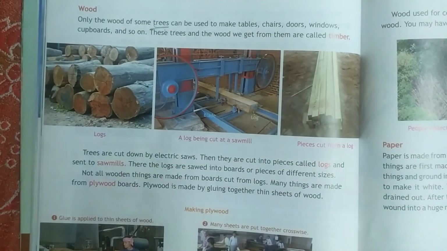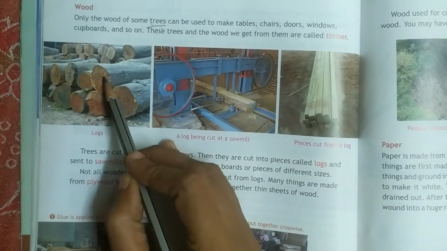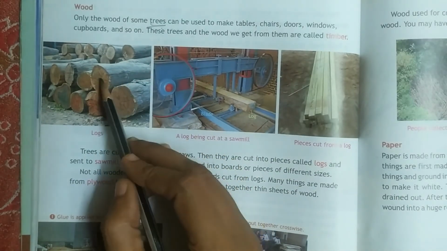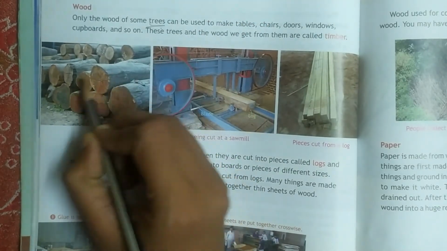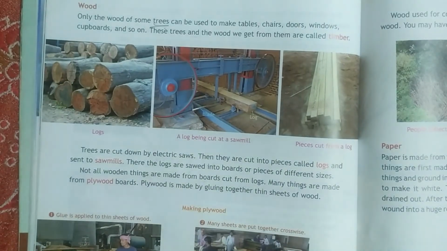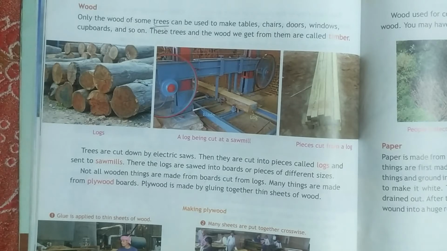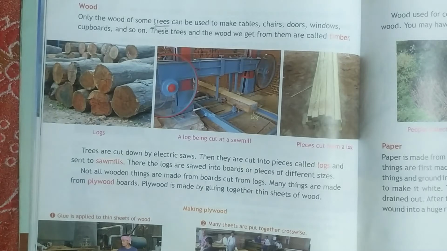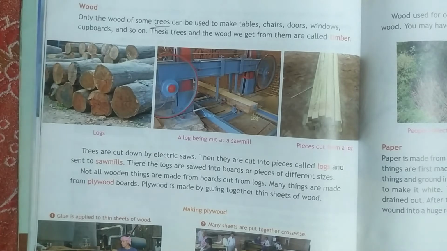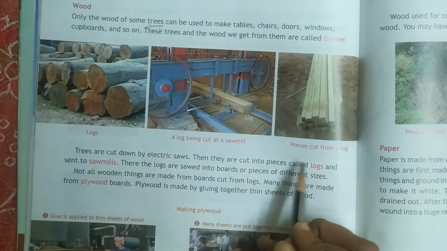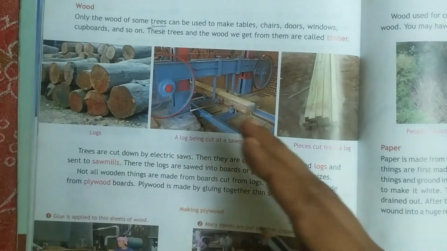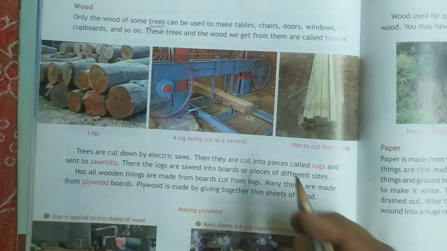Logs. What are logs? These are the logs. These are pieces that have been cut and separated into pieces, isn't it? The trees are being cut. Can we use a saw or knife to cut the tree? No, isn't it? You have to use electrical things to cut the logs. First the trees are cut down by electric saws, and then, as the second process, they are cut into pieces.